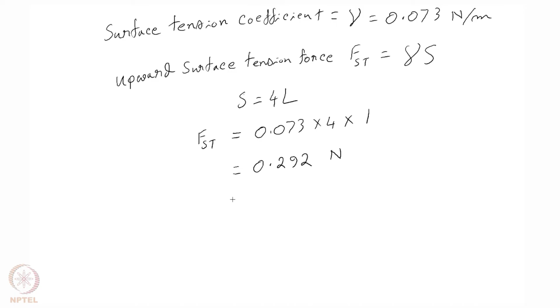And earlier we have seen that W was equal to 80,000 Newton, and we are neglecting buoyancy. Okay. So, W is much greater than surface tension. W is the downward force, acting downward, whereas surface tension is acting upward, and the downward force is much higher than the upward force. So, the block will sink.